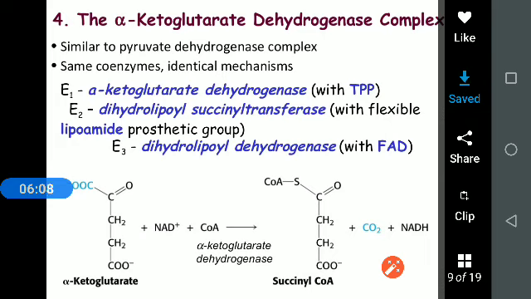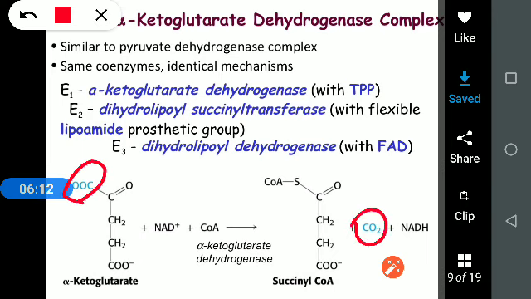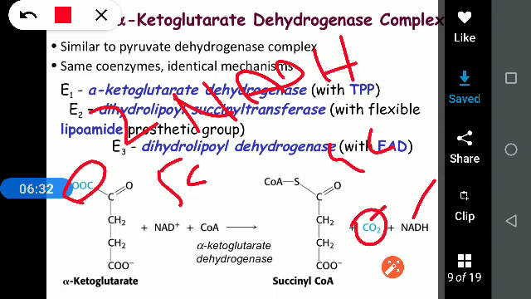So by removal of one carbon molecule in the form of carbon dioxide, it is converting a 5 carbon structure into a 4 carbon structure. So alpha ketoglutarate is converting into succinyl CoA by the formation of one NADH. So here the second NADH is forming.